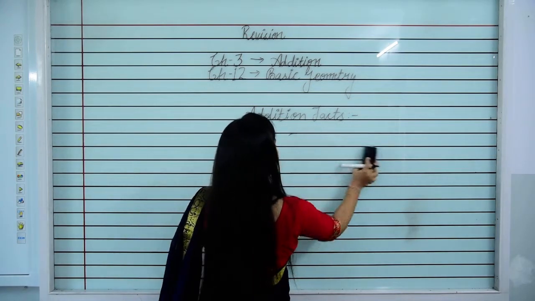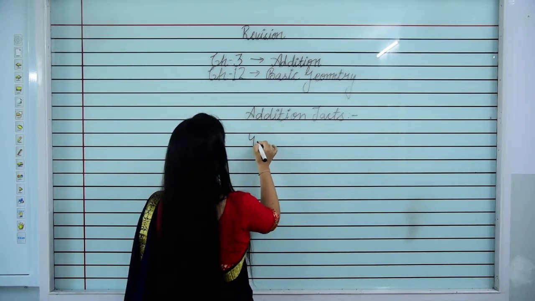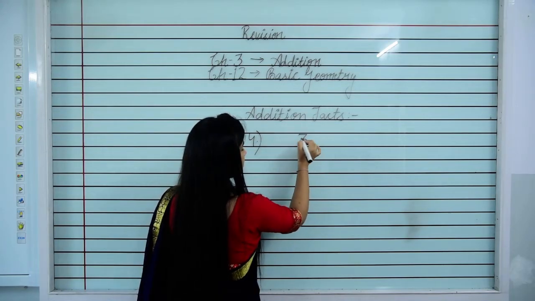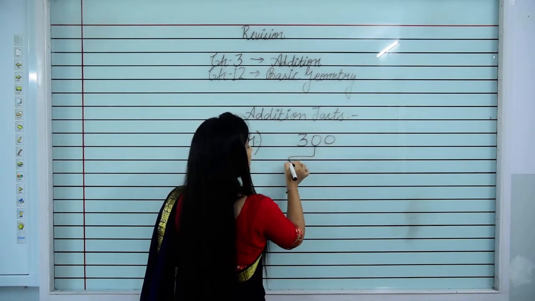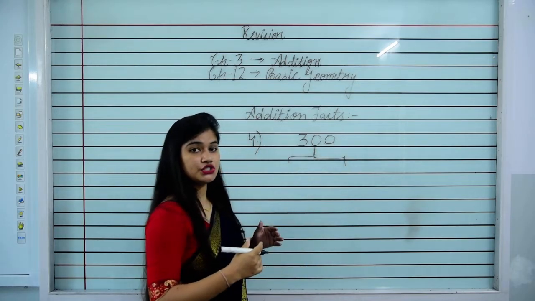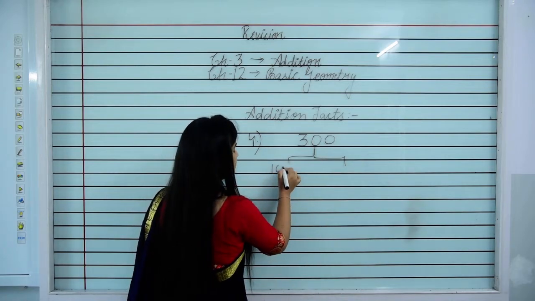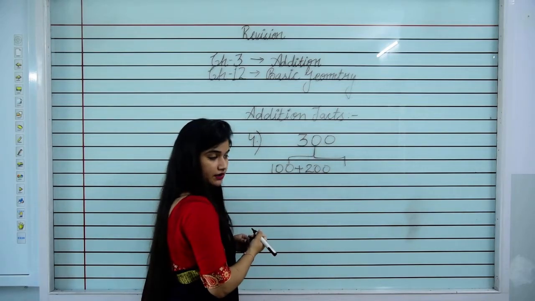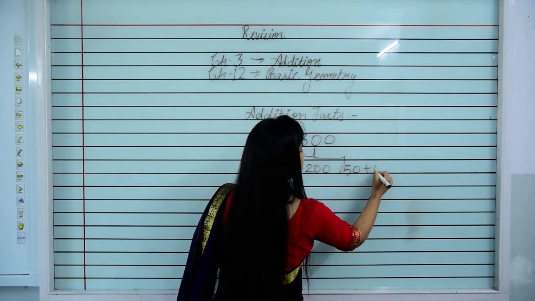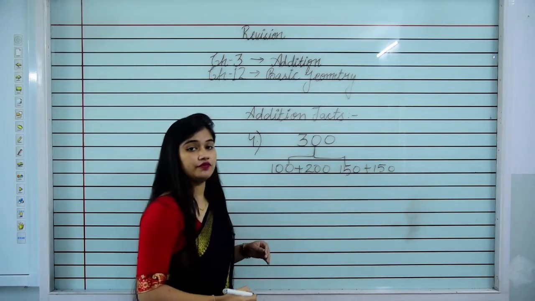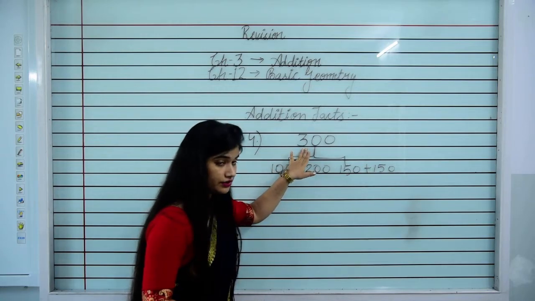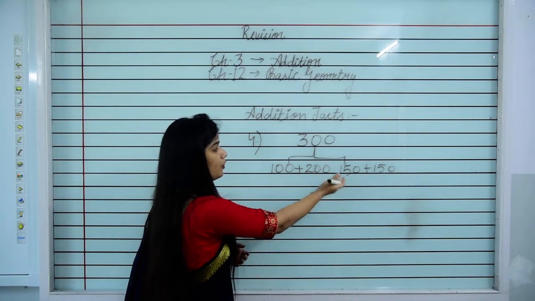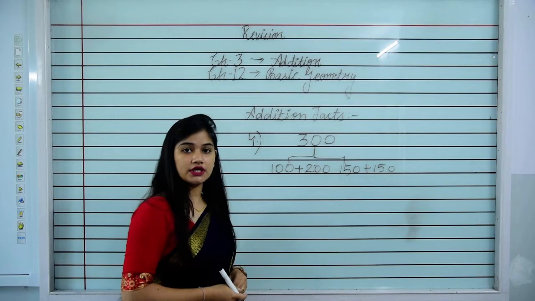Now we'll discuss the fourth addition fact. According to this fourth one, if I take a number, 300, I can write this 300 in addition form in different ways. It means suppose I am doing 100 plus 200. 100 plus 200 will be 300. Now 150 plus 150 I can do, and 150 plus 150 will be 300. It means 300 can be written in addition form in different ways. We can write it in addition form in many different ways. And this is the fourth addition fact.